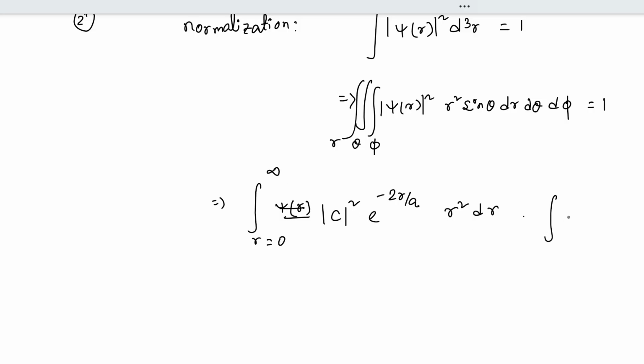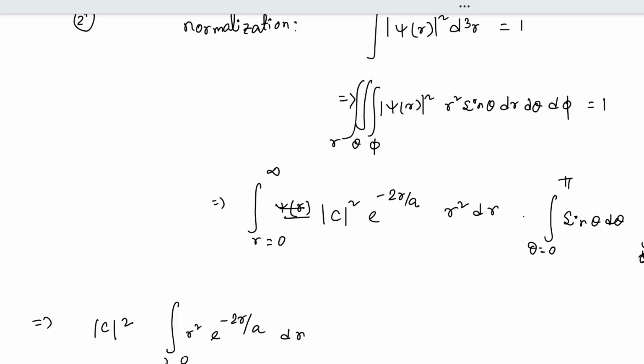For the theta part you have sine theta d theta, where theta goes from 0 to pi, and for phi you have 0 to 2 pi, and that whole thing is equal to 1. So then you have |C| squared, and then r squared e to the power of minus 2r by a dr, with r from 0 to infinity. Then sine theta d theta is basically minus cos theta going from 0 to pi.